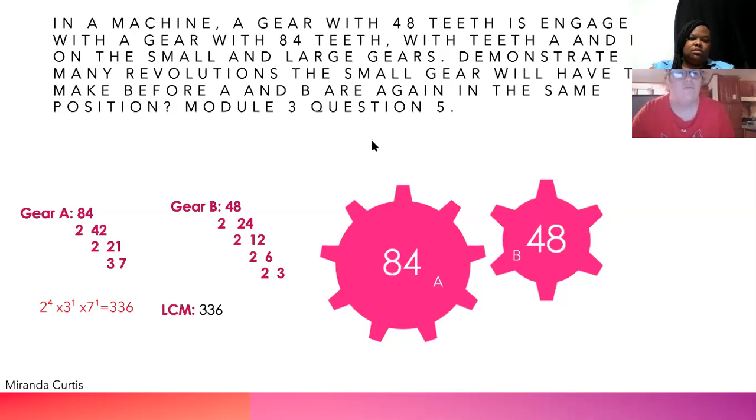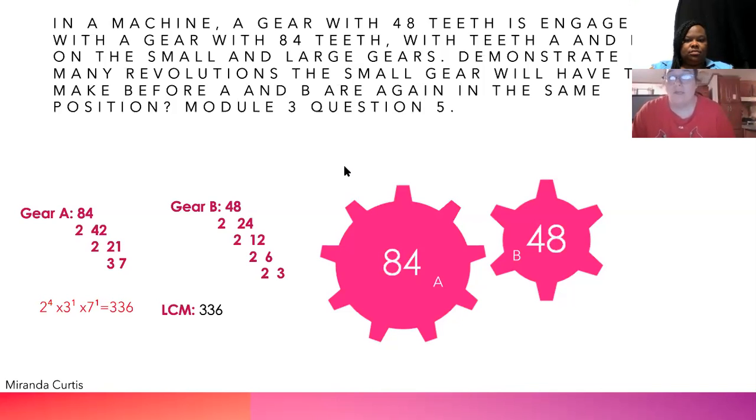Now we have 1 3 in 84. We're going to bring down the other. We already have a 3 over here in 48, so we only need 1. We have 1 7 in 84, we're going to bring that down. And so what it's going to give us is 2 to the 4th times 3 to the 1st times 7 to the 1st equals 336. That gives us the lowest common multiple of both.